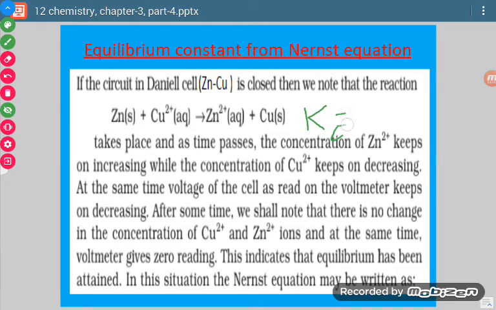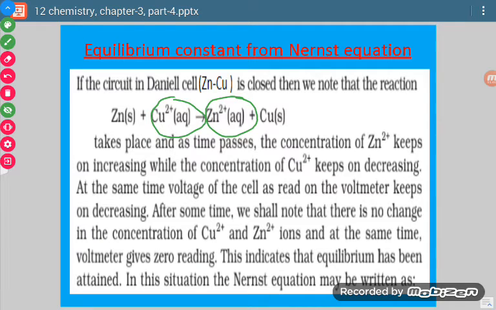Kc is equal to the product of the concentrations of products. The products are zinc 2 positive and copper. The copper value is taken as unity, so we will not write it. So it is zinc 2 positive concentration divided by copper 2 positive concentration. These concentration values are required, this one and this one. The ratio of the two becomes the Kc value.